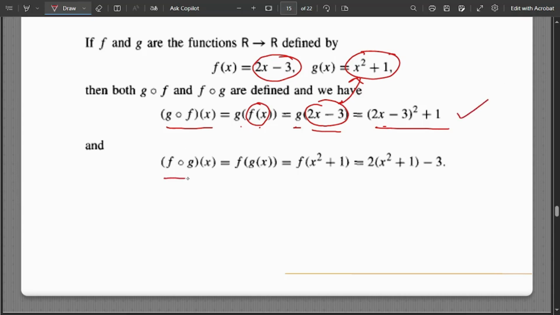Now we find the composition f of g, that means f of g of x, and we use this g(x), x squared plus 1, in place of x in f(x). So it is 2 into x squared plus 1, plus 3. This is the composition of functions. So this is all about composition and inverse of a function.